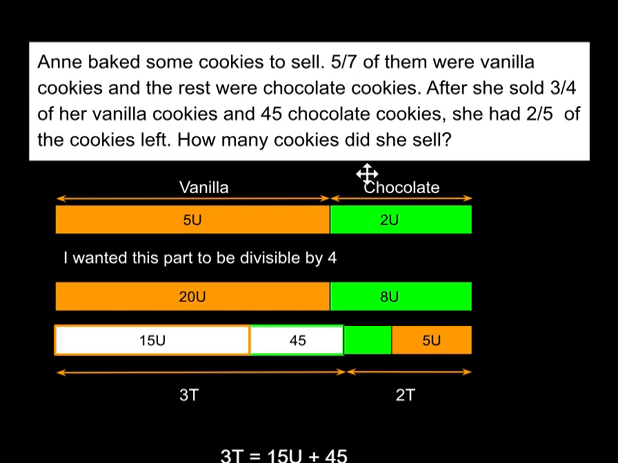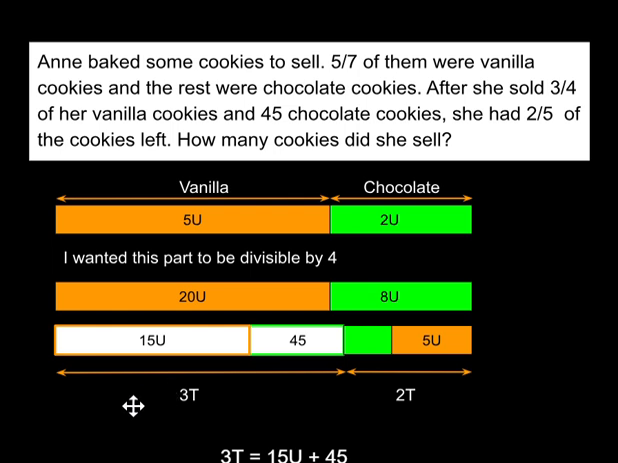Okay, and out of which 3/4 of the vanilla cookies was sold. So 3/4, 15. She sold it, so she is left with 5, 1/4 of it. And she sold 45 chocolate cookies, so I just say it's 45. I do not know how many remain, so I just leave it as a blank. Okay, but the important thing is I know that she had 2/5 of her cookies left. So if the total is divided into 5 parts, this is 2 parts, this has to be 3 parts.